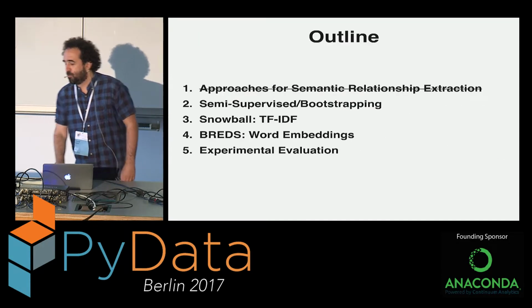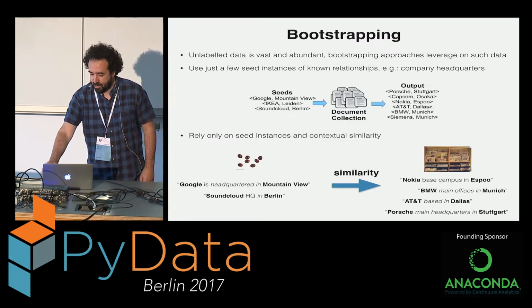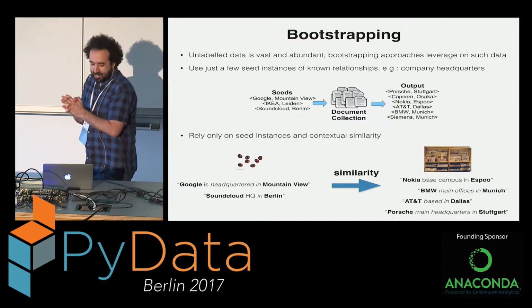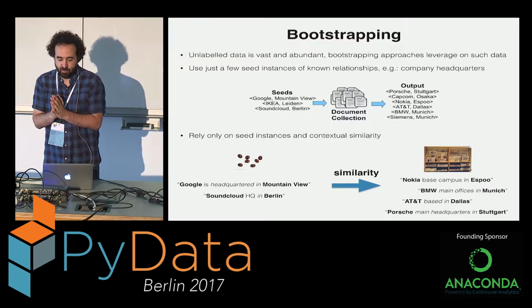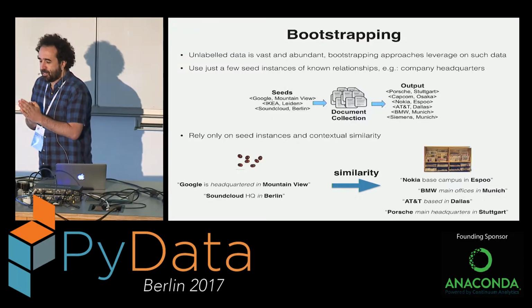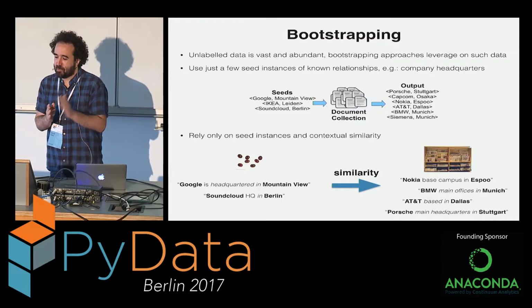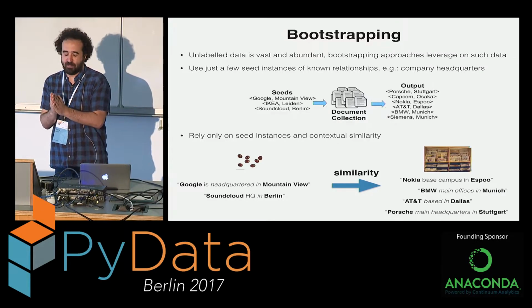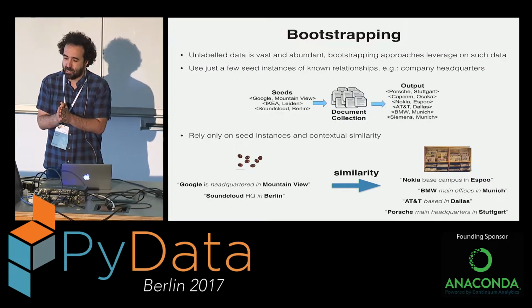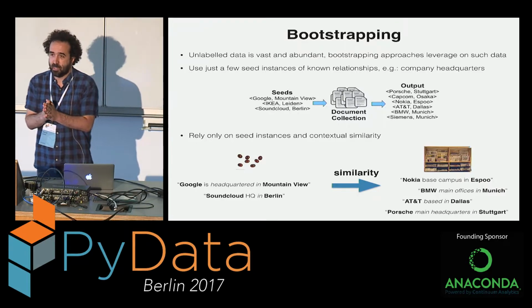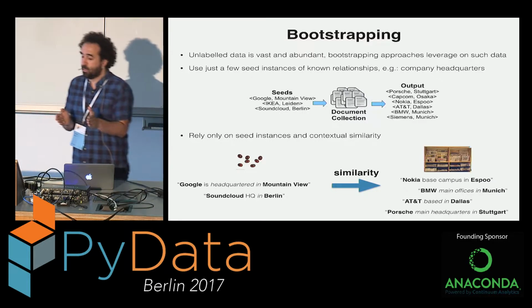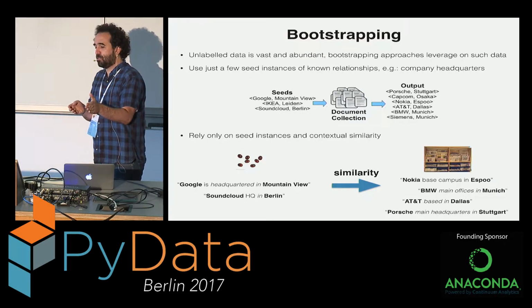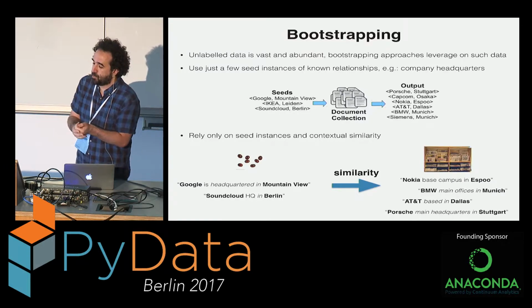So, going now into more detail into the bootstrapping methods. So basically, this is the idea of bootstrapping. It has nothing to do with bootstrapping from statistics. Some people confuse it, but the idea is you just give what are called seeds, which are basically two named entities that have a relationship between them. For instance, Google and Mountain View, or SoundCloud and Berlin. Both of those seed instances express the relationship of the headquarters of.